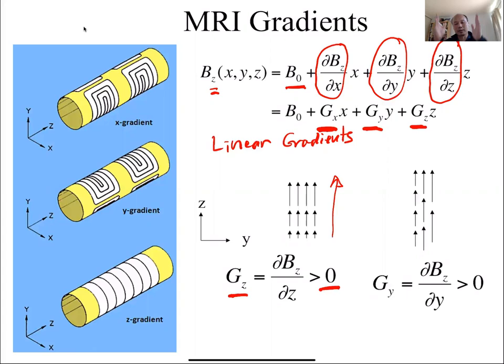Here, we're looking at where GY is greater than zero. As we move along in the Y direction, we're still looking at the Z component. You can see that as we move along in this direction, the BZ field is getting larger. And so that would be a positive GZ gradient.